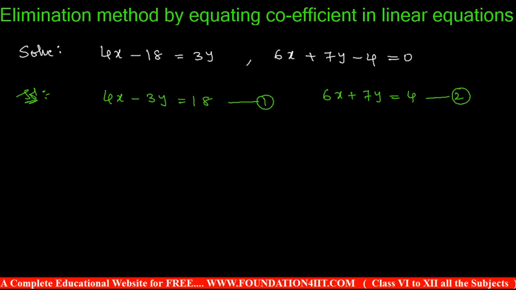Okay, now we need to observe the x coefficient is 4, and the other x coefficient is 6. 4 and 6 are not the same. Now we should make them the same. For that you can take 4 and 6, and find the LCM. Just take 4 comma 6, find the LCM. 2 2s are 4, 4 3s are 12. So the LCM is equal to 12, right?